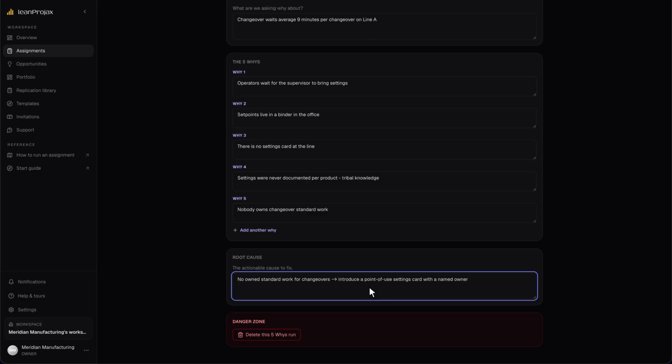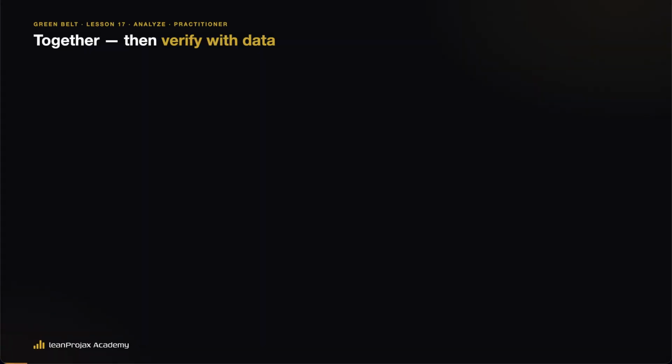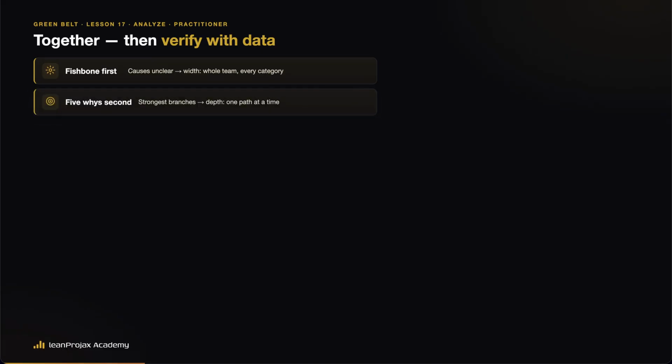And notice the countermeasure is already whispering. An owned point-of-use settings card. That's improve phase material. Use them together. Fishbone first when causes are unclear. Width, whole team, every category. 5 whys on the strongest branches. Depth, one path at a time.